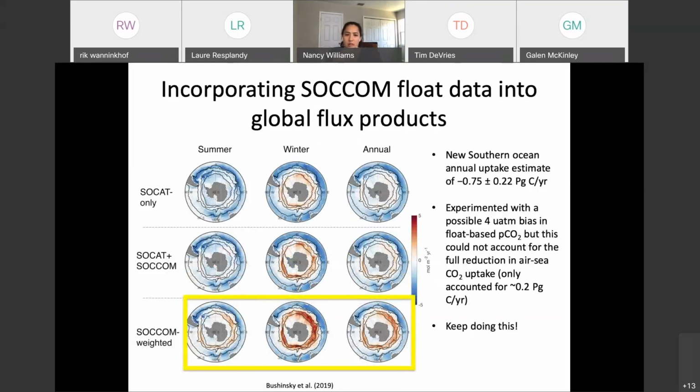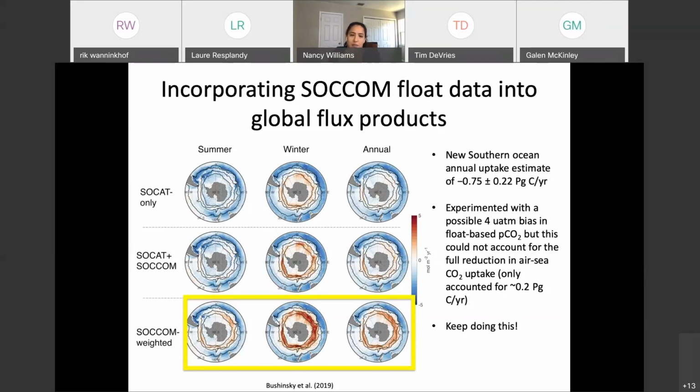Seth Bushinsky late last year published this manuscript along with Peter Landschützer and others, where they started to incorporate the SOCCOM data from that same time period, 2014 to 2017, into the SOM-FFN neural network. They ran it using just the ship data, then with both ship and SOCCOM data, and then with only SOCCOM data in the Southern Ocean. What they found was what we would expect: the SOCCOM data bring the Southern Ocean CO2 sink down. There's more outgassing or less uptake when you use the SOCCOM-weighted product.